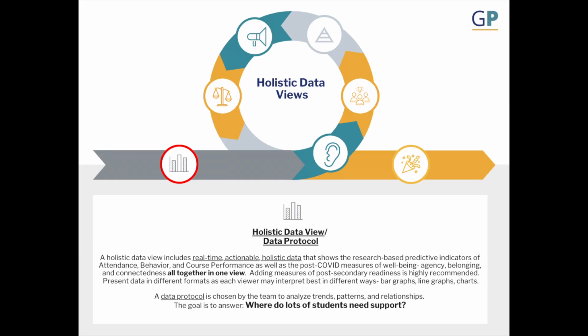A holistic data view includes real-time, actionable, holistic data that shows the research-based predictive indicators of attendance, behavior, and course performance, as well as measures of well-being, sometimes referred to as the small ABCs: agency, belonging, and connectedness, all together in one view. Adding measures of post-secondary readiness is also highly recommended. A data protocol is chosen by the team to analyze trends, patterns, and relationships.